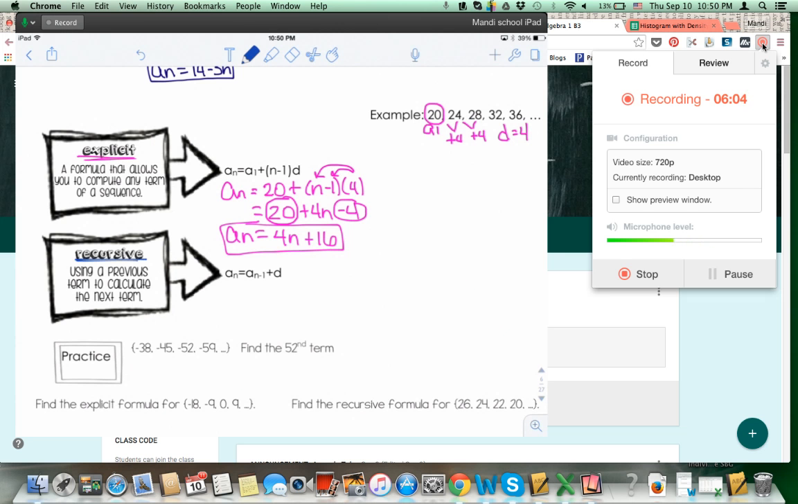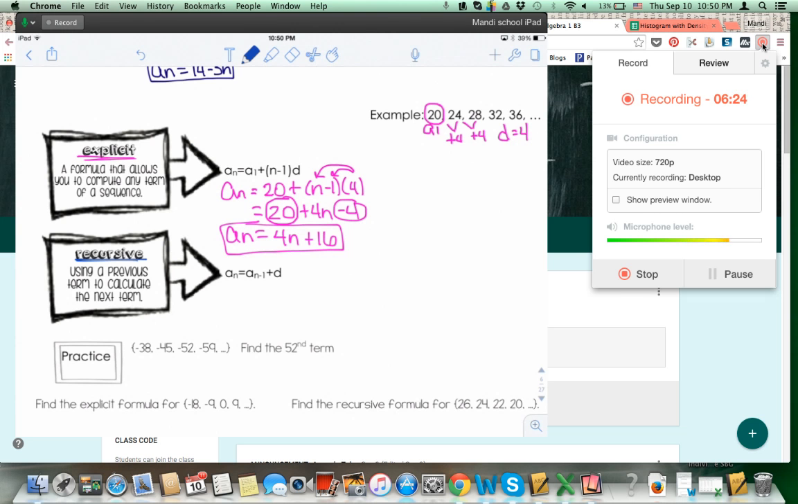Sometimes they ask for recursive form. Recursive form isn't as easy to use because in recursive form, you have to have the previous term. So if we wanted to find the 21st term, we have to know the 20th term. And you usually don't know the previous term. There are cases, though, where the recursive formula is helpful.